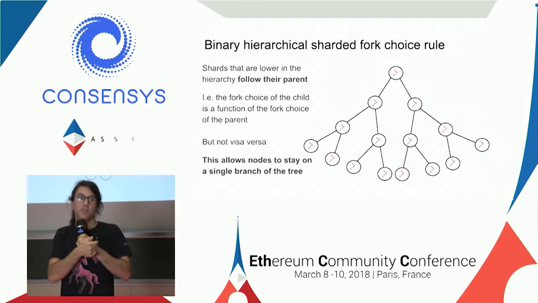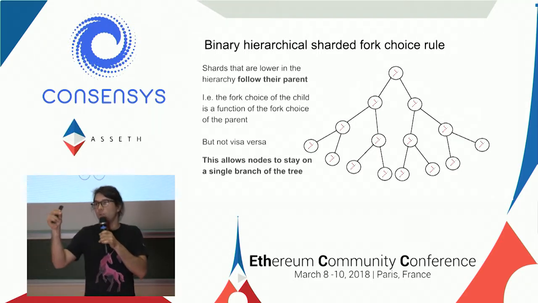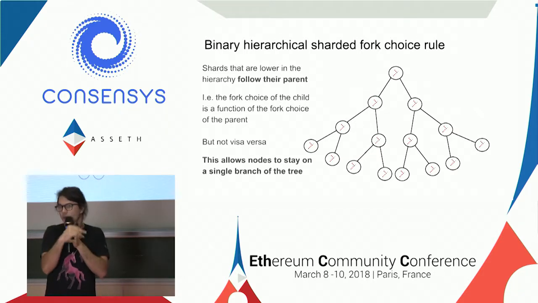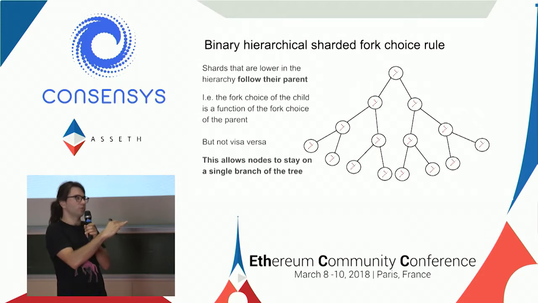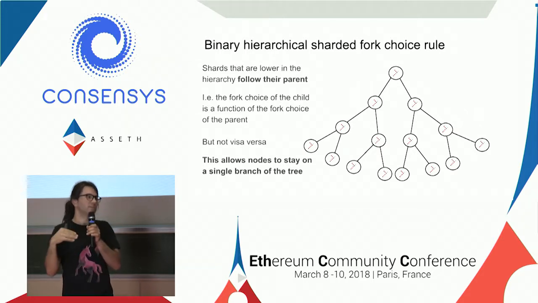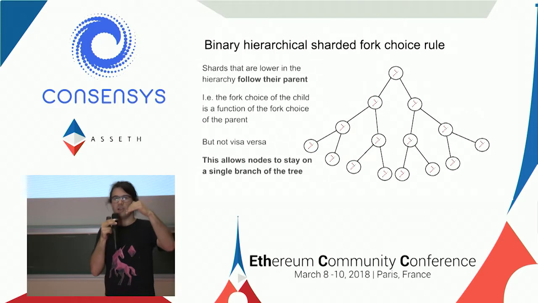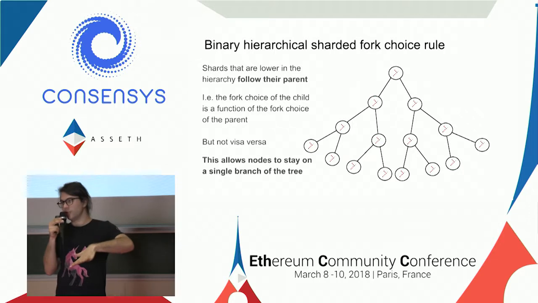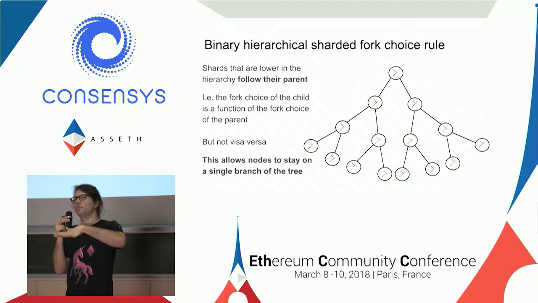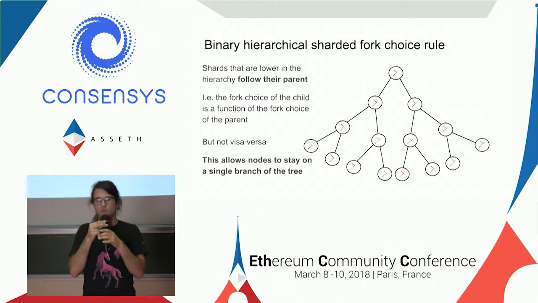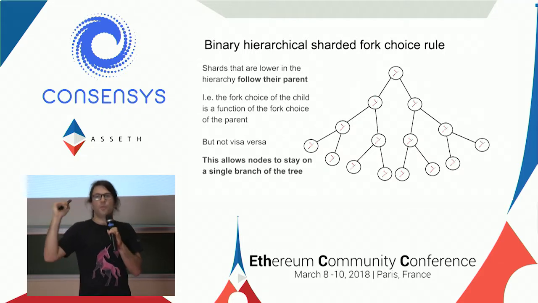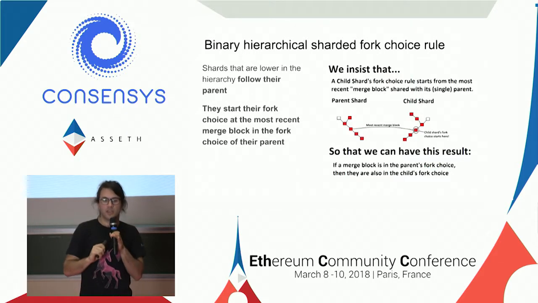And basically, the hierarchy is going to work such that the fork choice rule of the shards that are lower in the hierarchy is a function of the fork choice rule of the shards higher up, but not vice versa. So the ones higher in the hierarchy strictly dominate the ones lower, and the higher level shards get to just ignore what the lower level ones are doing. So basically, the shards that are lower in the hierarchy are going to be guaranteeing the atomicity with the merge blocks that get into the higher chain.